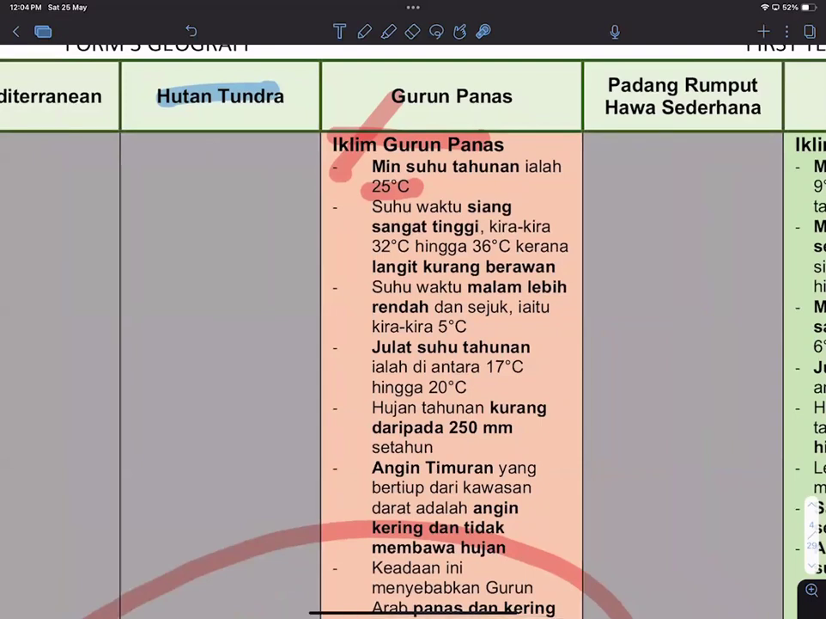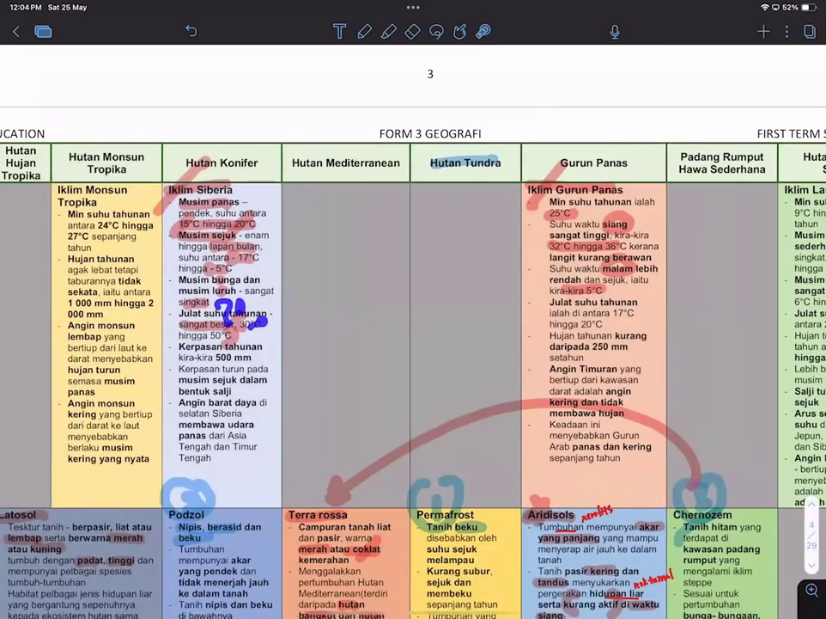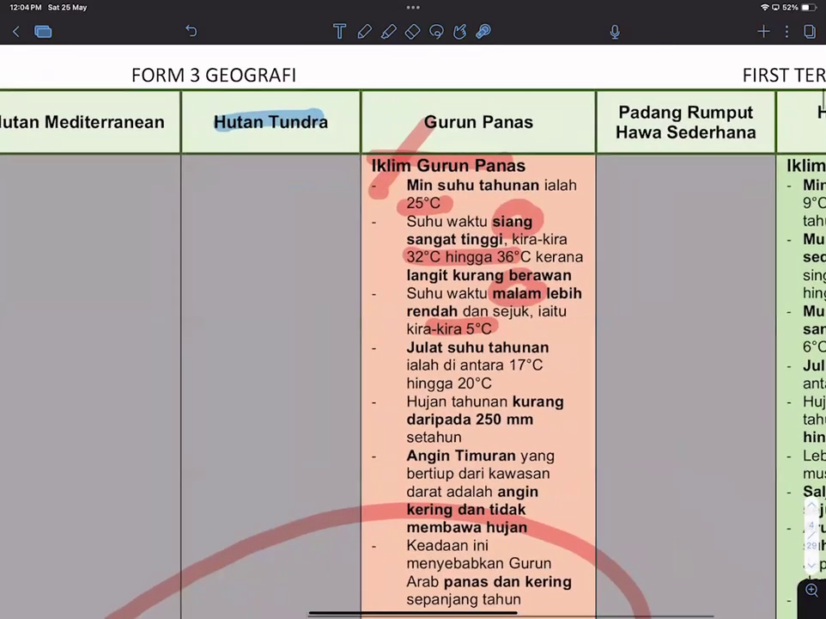So during the daytime, waktu siang, 32 to 36. Waktu malam, around 5. So if you check, almost 30 degrees Celsius. So that's why we have 30 to 50 for jurah suhu tahunan, but almost 30 for jurah suhu harian. Why for the gurun panas is having so much differences within a day? Because they have no cloud. So that's why, do we have the answer here?